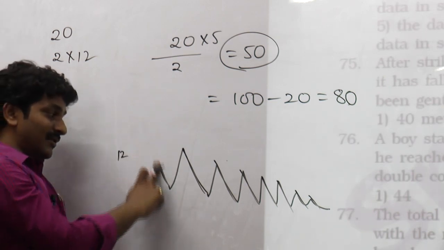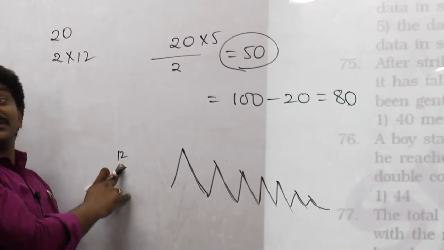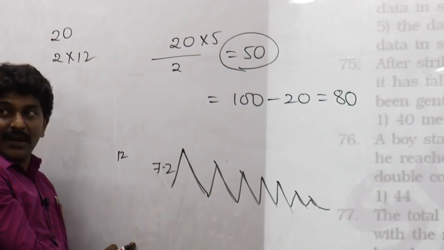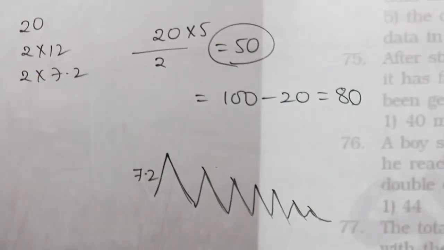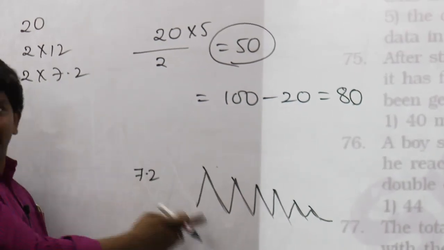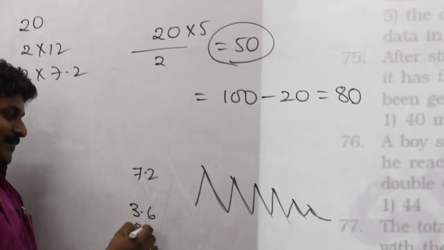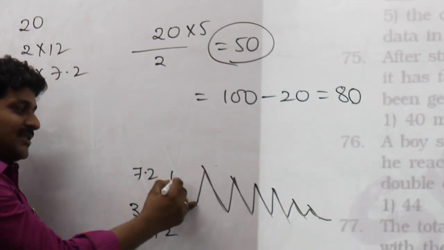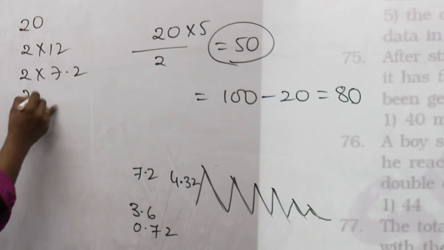From here it occupies 60% of this number. 60% of this number is 7.2. So this line height becomes 7.2 plus 7.2. That will be 2 into 7.2. This is also over. Next line, it will go to 60% of this: 3.6 plus 0.72, 4.32. So this line is 4.32. The other one is also 4.32. So that will be 2 into 4.32.